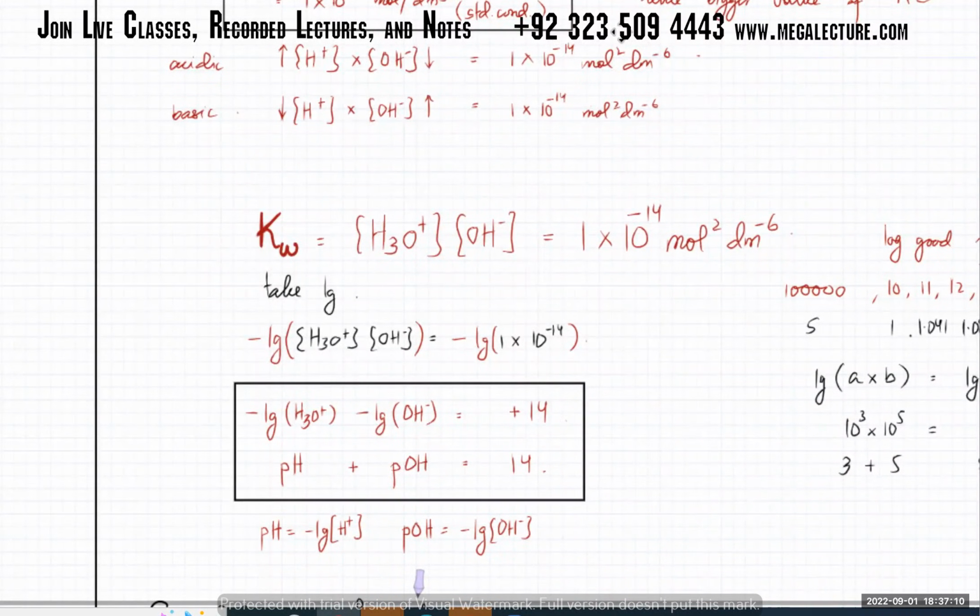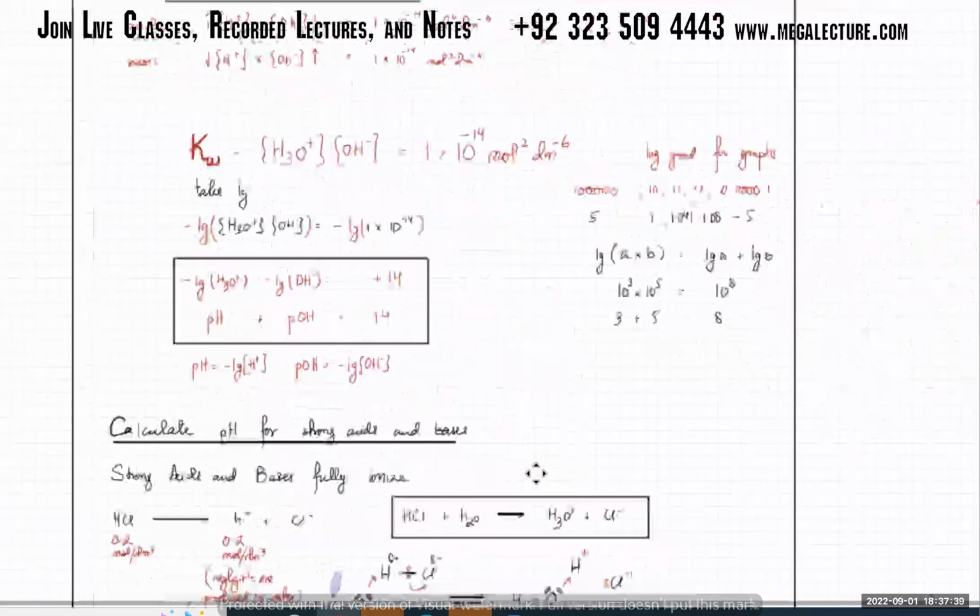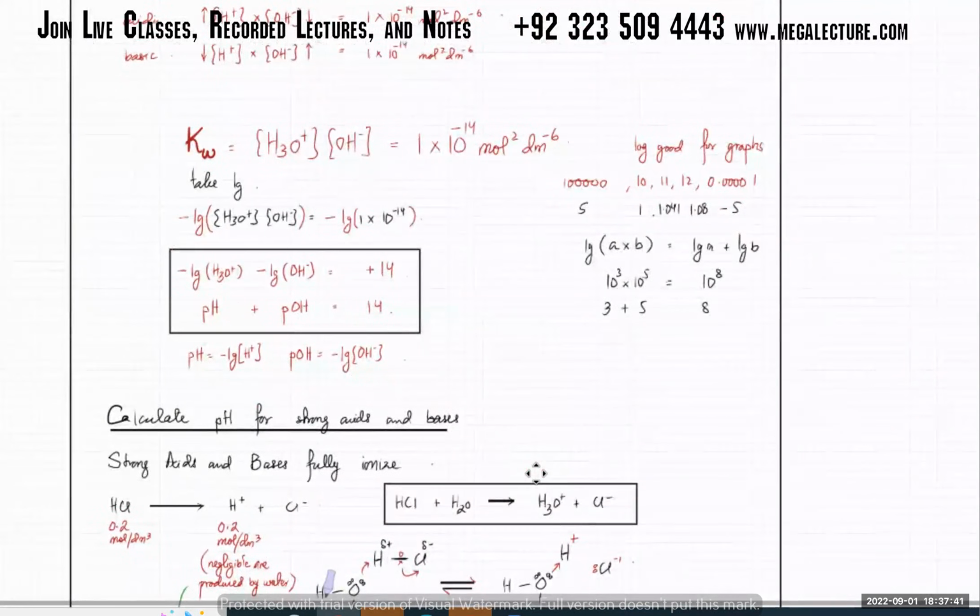So the 14 is just a constant, because Kw is a constant. Otherwise 14 would change. Remember, equilibrium constants change with temperature. If you change the temperature, the water will ionize more and the concentration of the ions will be greater, so this number will be bigger. So it is 14 only under standard conditions, room temperature. If the temperature were different, it would have been a different number. It could have been 15, it could have been 16 as well.